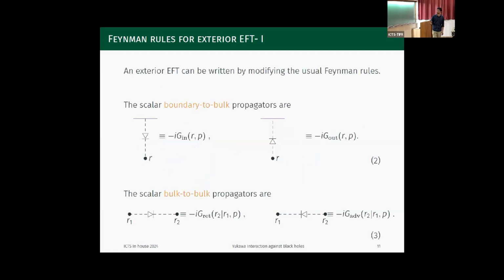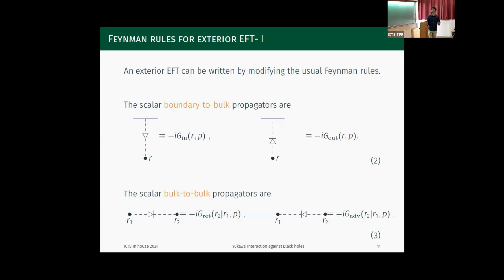Now, once we have set up what exterior EFT means, we need to write Feynman rules for exterior EFT, because we have now ignored the interior. So we need some rules which capture the effect of the interior and are still written in the exterior of the black hole. So for us, exterior EFT can be written by modifying the usual Feynman rules. Note that I have already said that in Feynman rules there are 3 main ingredients: the external legs, the internal propagators, and the vertices.